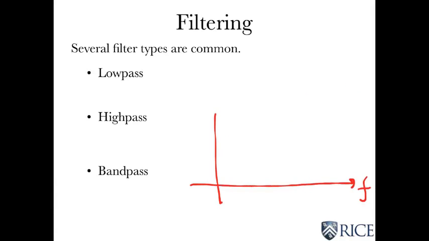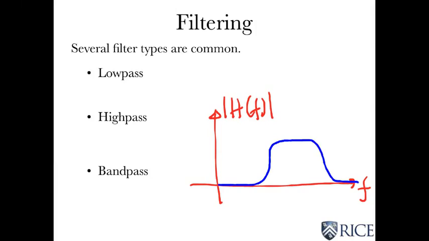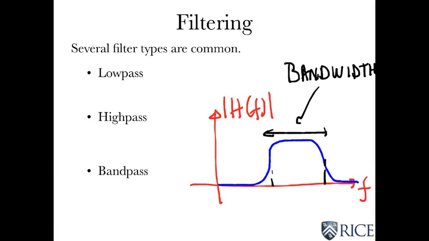which means that it passes a range of frequencies and suppresses the other ones. So if we plotted it, it tends to look something like that. And this means it has 2 cutoff frequencies, a lower cutoff frequency and an upper cutoff frequency. We refer to the width, the distance between the 2 cutoff frequencies, as being the bandwidth of the filter. And that's an important parameter when you start talking about bandpass filters.